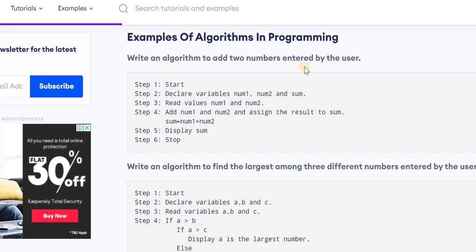So write an algorithm to add two numbers entered by the user. Very simple algorithm we have to write. That is to add two numbers, or to get the addition of two numbers, we have to write an algorithm.